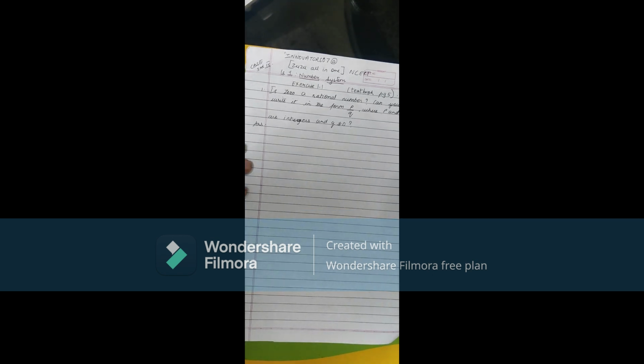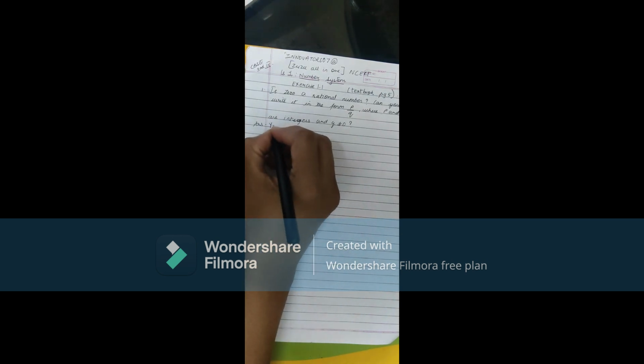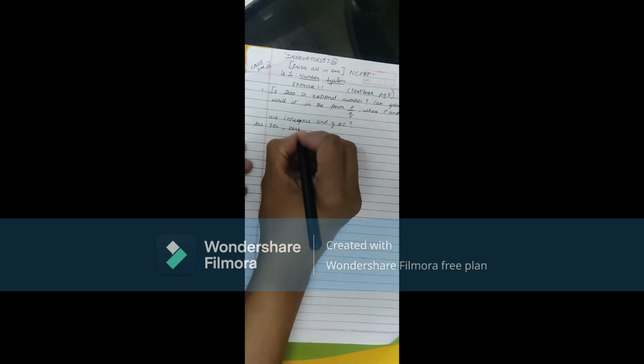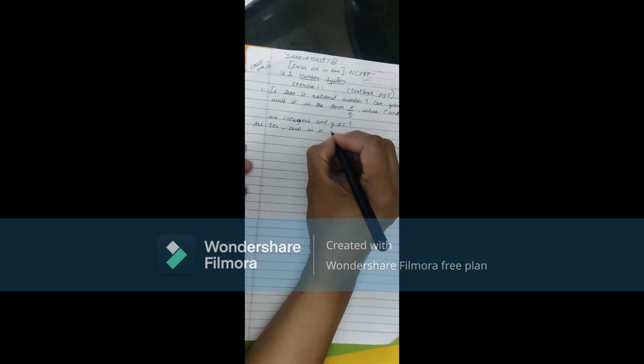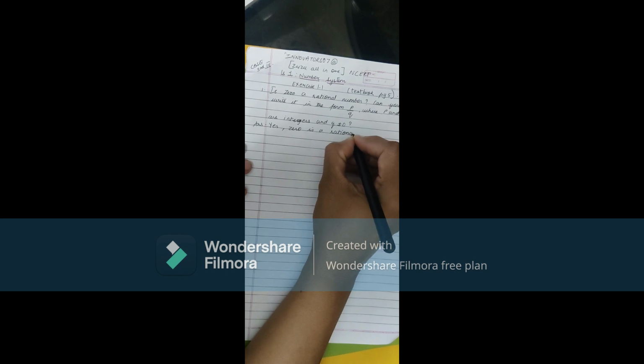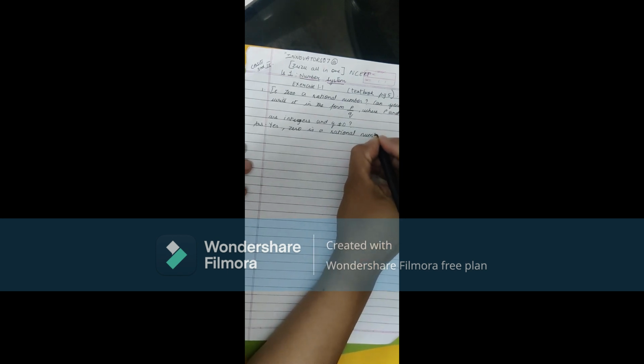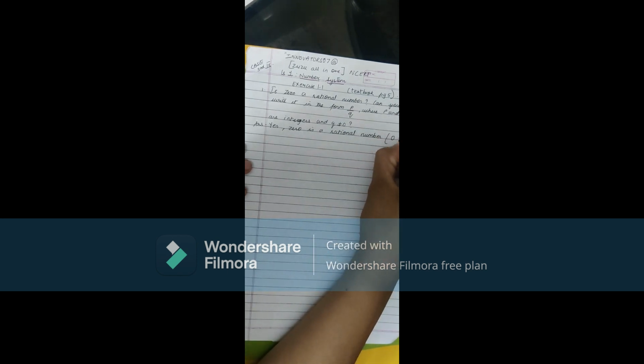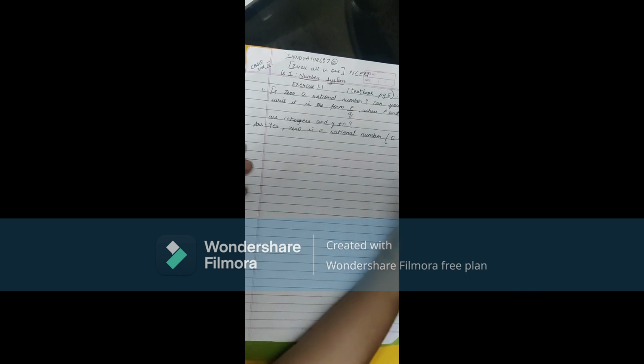Okay, so first sum it says, is 0 a rational number? Can you write it in the p upon q form where p and q are integers and q is not equal to 0? So I say yes, 0 is a rational number. So you can write 0 upon 1, 0 upon 2 and so on.